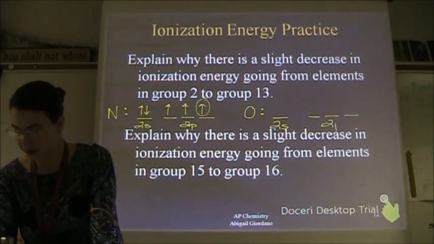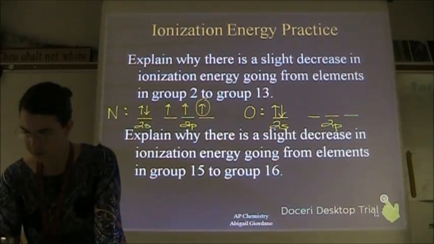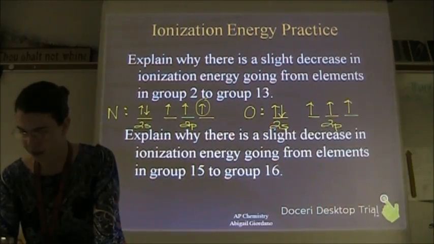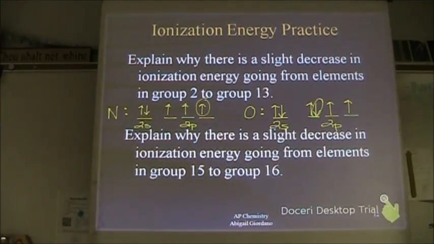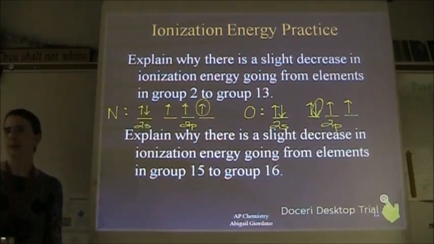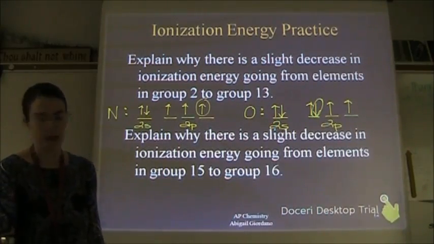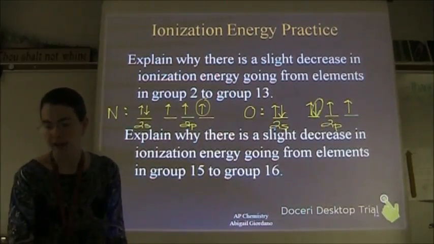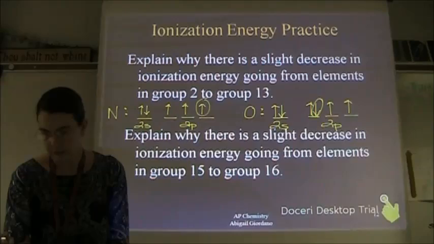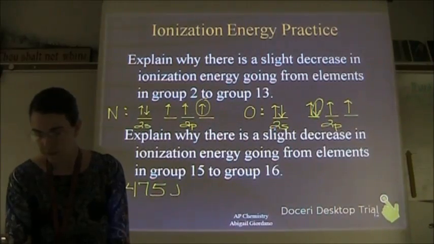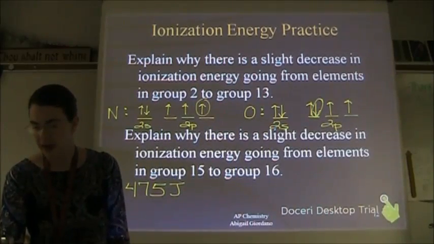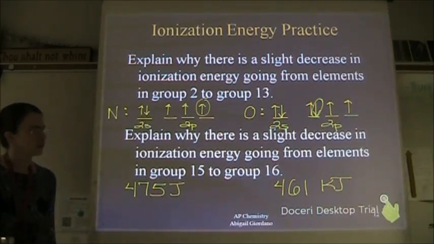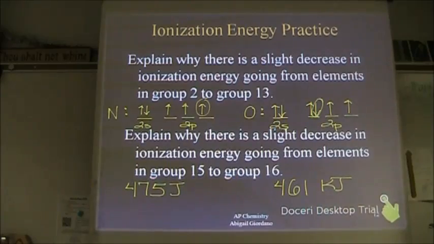Okay, oxygen just next door has 6 valence electrons. Okay. This is another exception to the rule. I'm going to make up some numbers again. Maybe nitrogen has an ionization energy of 475 joules. Maybe oxygen has a first ionization energy of 461. That's a violation, or not a violation, it's an exception to the rule.